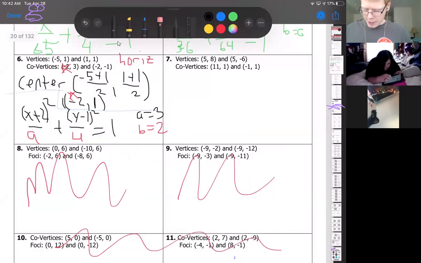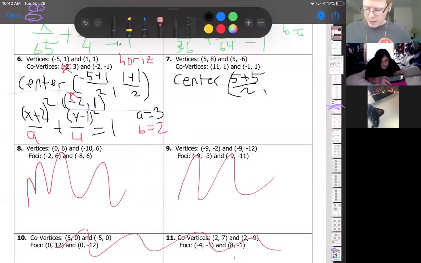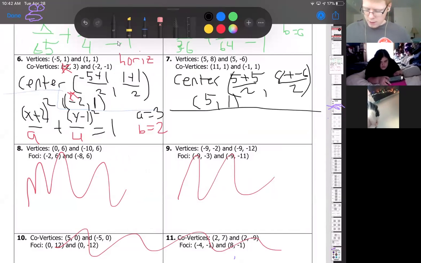So I'm just going to keep doing the vertices because that's what I've been doing, but I could also look at the co-vertice points. So I add my x values and I average them or divide by 2, and I add my y values and I divide by 2 or average them. So if you work this out, you're going to get 5, that'd be 2, so 1. So our center would be 5, 1.